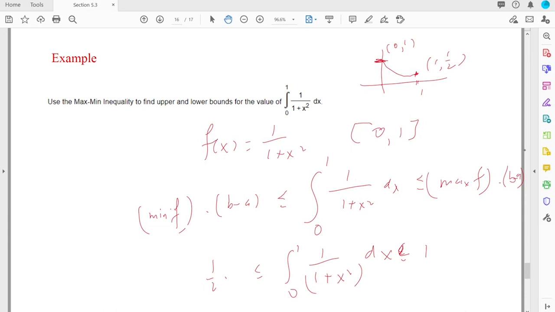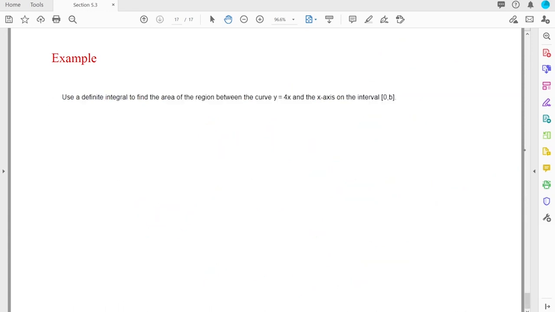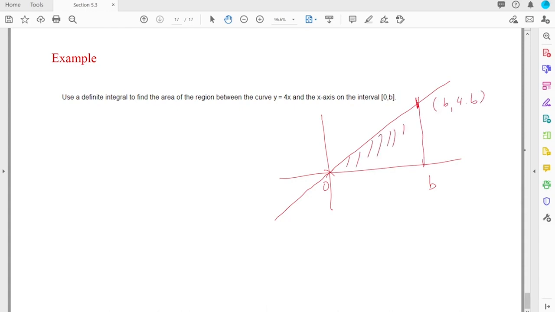Okay, use a definite integral to find the area of the region between the curve y equal to 4x and the x-axis on the interval 0 to b. So there is a 0 and there is a b. B is any number which is greater than 0, and this is the function we have been given, y equal 4x. So this is the graph of the function. At 0 it's 0, 0, and at b, if you put x equal to b here, the y would be 4 times b. We would like to find out the area under this curve and the x-axis. So this is the area we would like to find out.